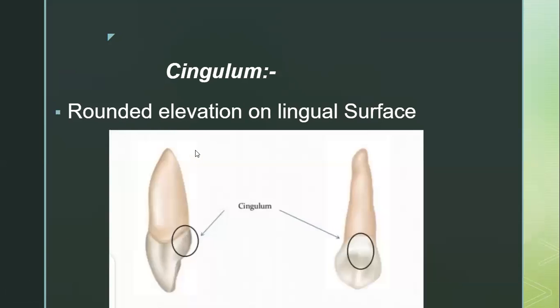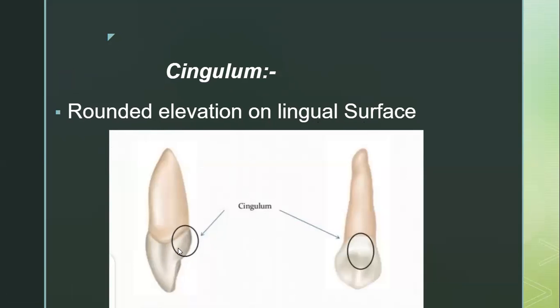Right. So what is cingulum? Cingulum is basically a rounded elevation on the lingual surface. As we have learned that cusp is an elevation, right? Cingulum is a rounded elevation. Cusp was present on the occlusal surfaces, but cingulum is present on the lingual surface. Lingual surface is that surface which is facing towards the tongue, right? So cingulum is present on the lingual surface and it is a rounded elevation.